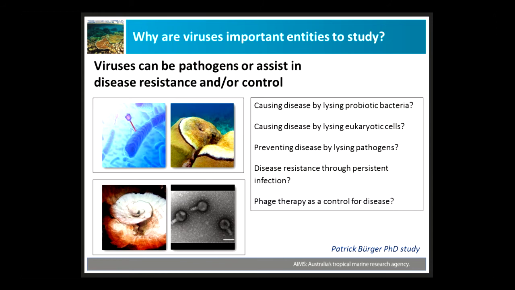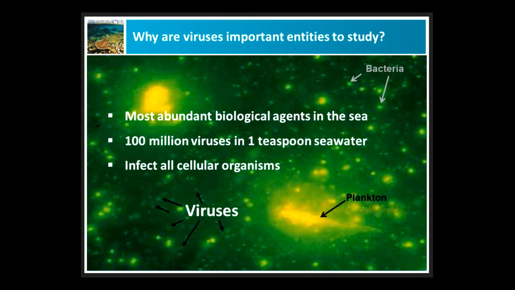Now, finally, viruses are the most abundant entities in the sea. There are about 100 million viruses in a teaspoon of seawater. The background of this slide is an epifluorescent microscope image of a drop of seawater, and you can see that the tiniest spots are viruses, and they're enormously abundant. And viruses infect all cellular organisms, so they're going to play a role in all life that we study.